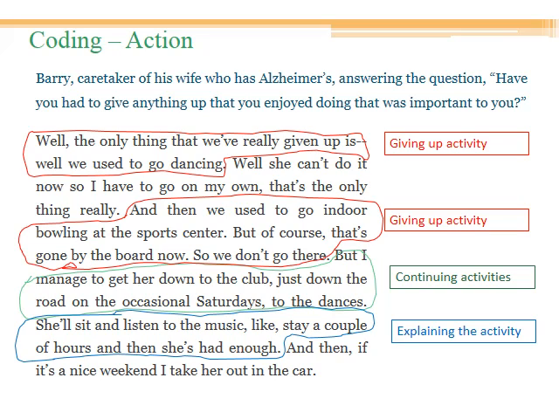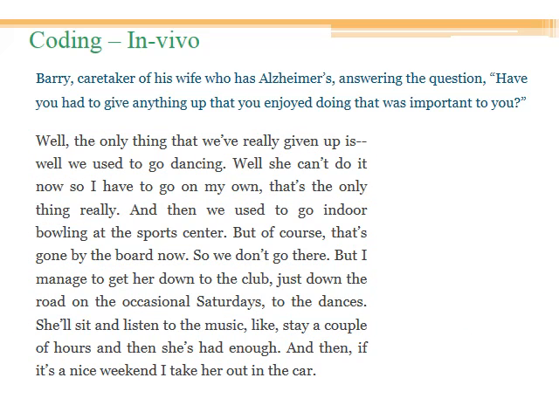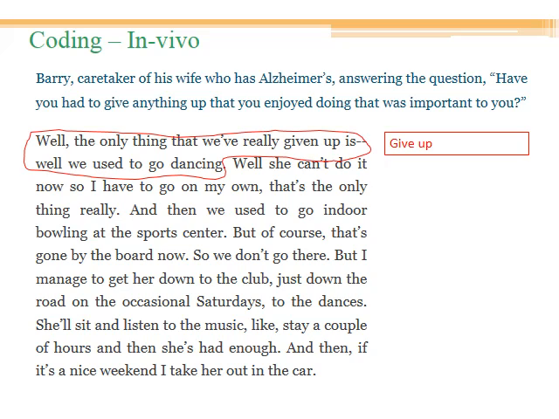So let's look at another method of in vivo coding. Remember, with in vivo coding, you use the participant's own words to create a code. For example, Barry starts off by talking about things that he's given up. So I created a code for this. Pause the presentation to code the rest of this excerpt using in vivo coding. So remember that you can use the code we've already created, giving up.